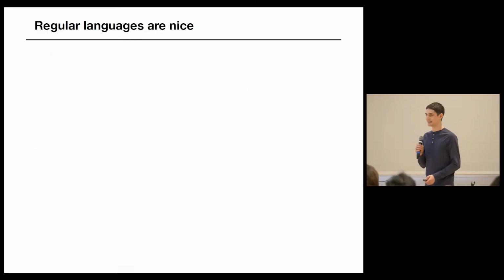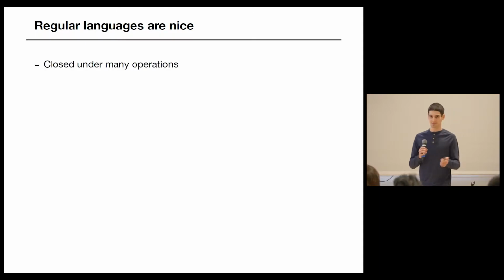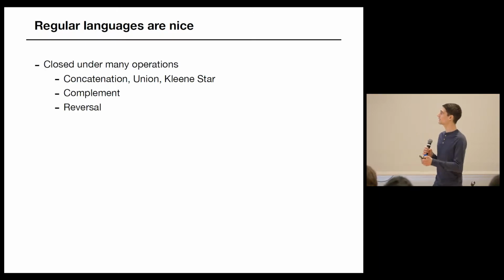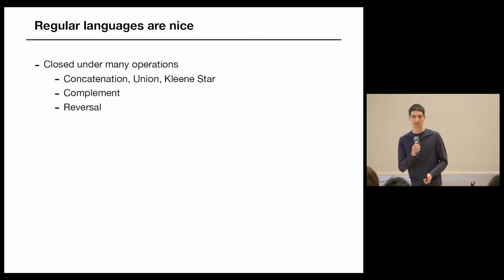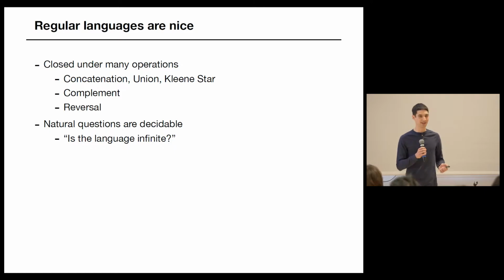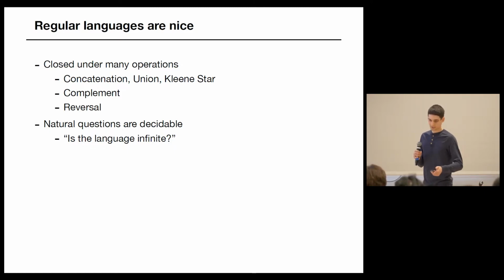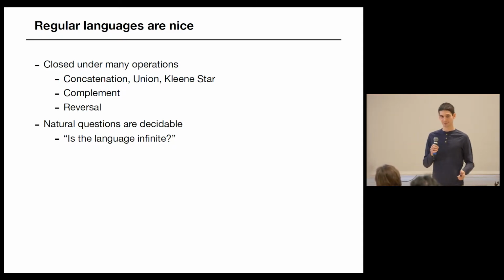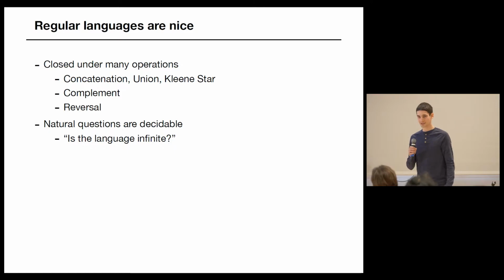Okay. So why do we care about regular languages? Well, they're really, really nice, right? They're closed under most operations you can think of. Like we already know that they're closed under concatenation, union, and Kleene star just from the definition of regular expressions. They're closed under complement. They're closed under reversal. Many, many things that they're closed under. Also, many natural questions that you could ask about the language are decidable. For instance, you can ask, given a regular language, is the language infinite? This would be hopeless if you were given a Turing machine, but if you're given a regular expression, this is easy.